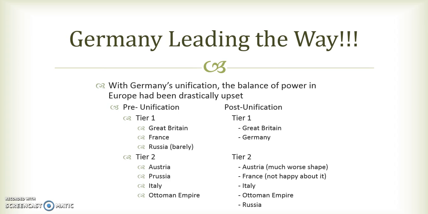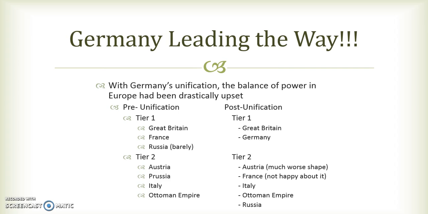Prior to Germany's unification, there were three major powers. They were Britain, France, and even Russia, which, after the loss of the Crimean War, was still considered this unstoppable giant that could only be stopped if a lot of teams worked together. And then we have a tier 2. This is going to be major powers, but not global powers.